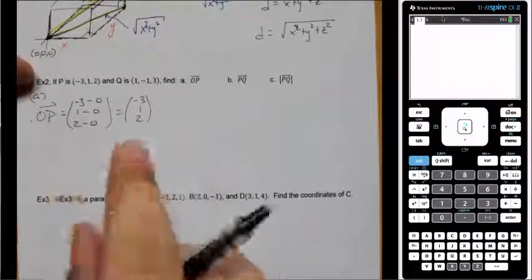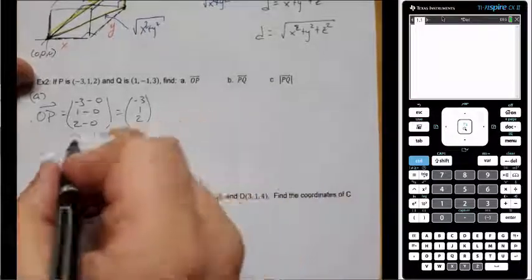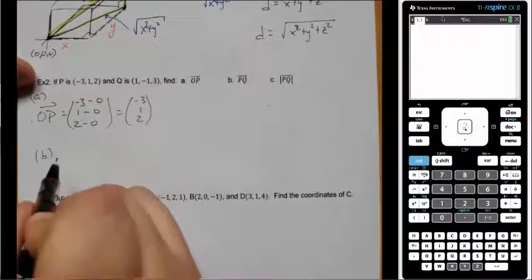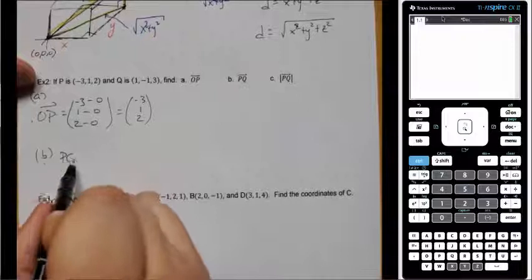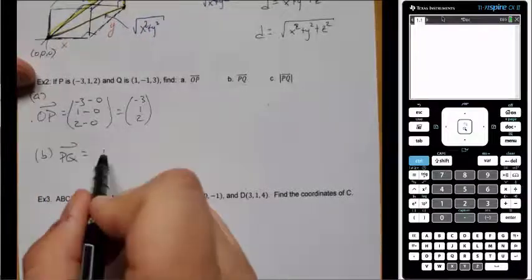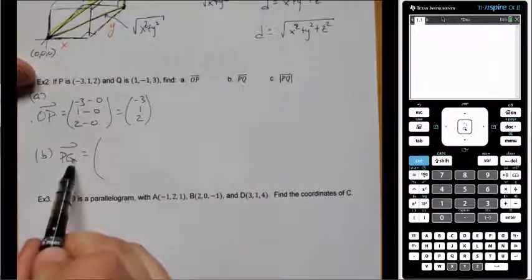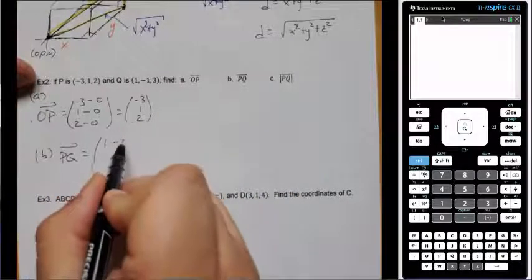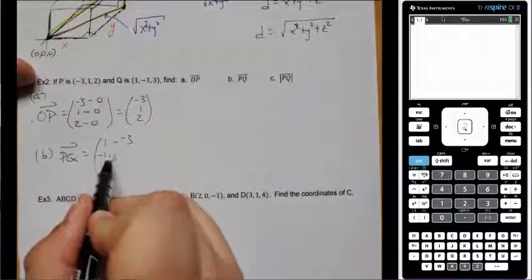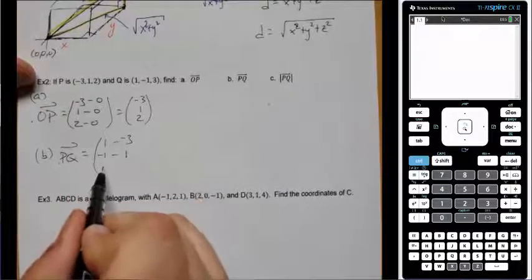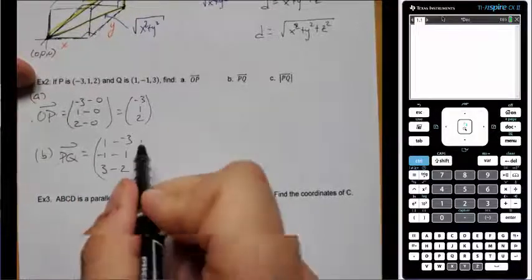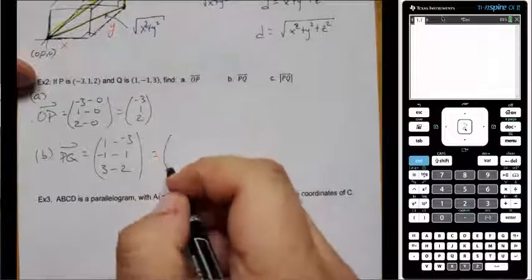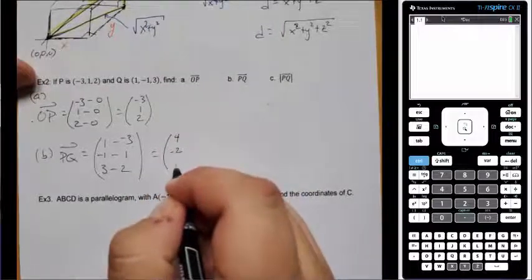If I want to find the vector from P to Q, that's terminal minus initial, so Q's components minus P's components. So Q minus P for each component gives 4, -2, 1.